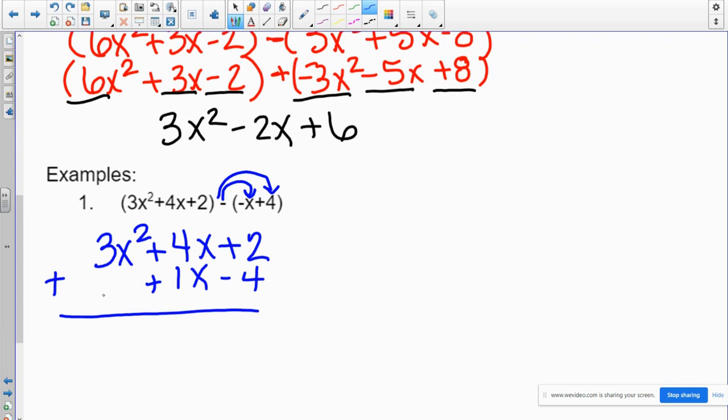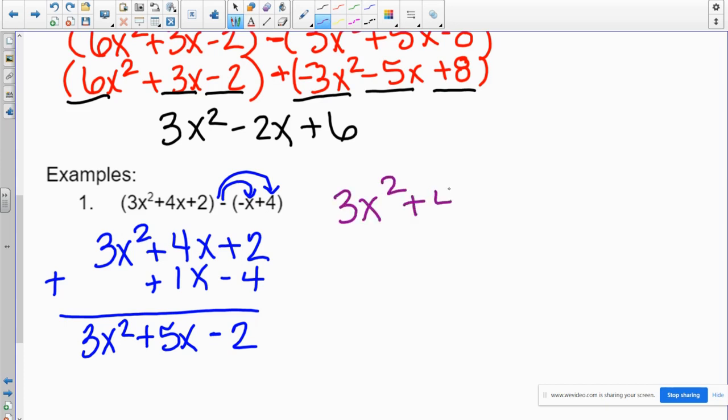So 3x squared plus nothing gives you 3x squared. 4x plus 1x gives you 5x, and then 2 plus a negative 4 gives you negative 2. Okay. If you do it horizontally with the first method, with just subtracting, and again, I don't care if you go vertical or horizontal. I don't care if you use the first method of just subtraction or if you distribute the negative.